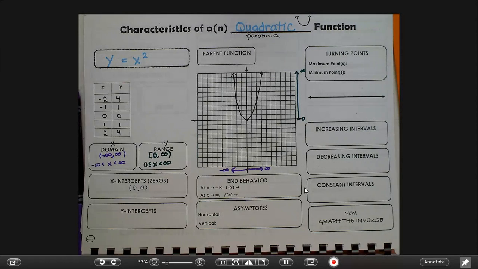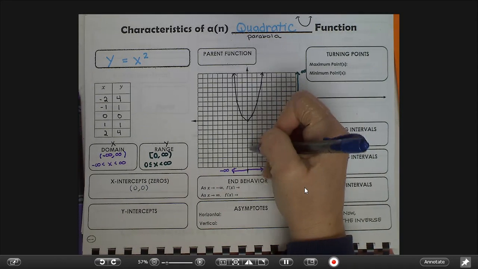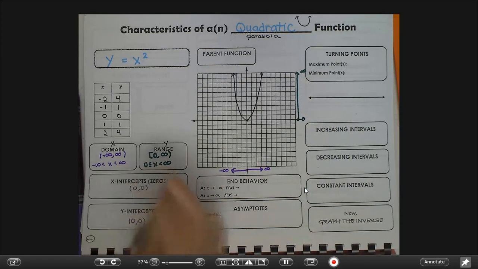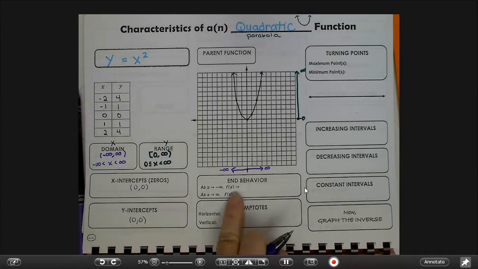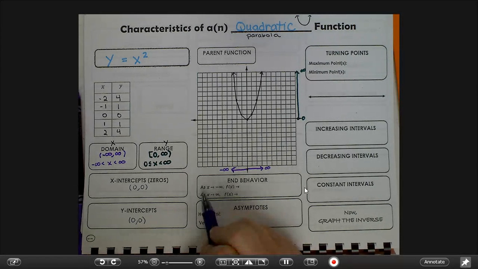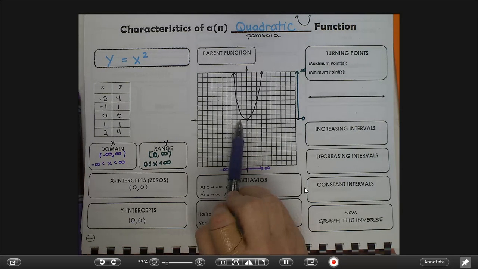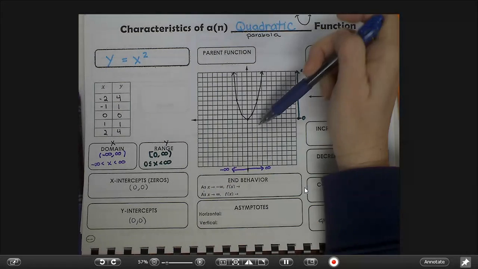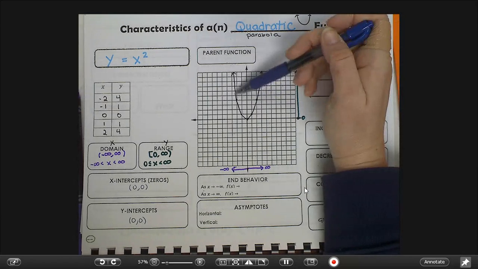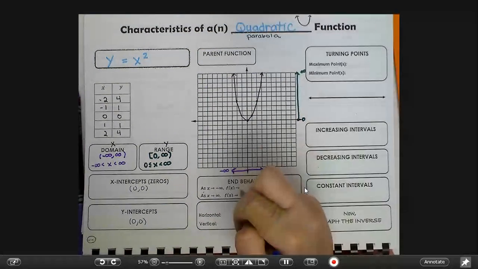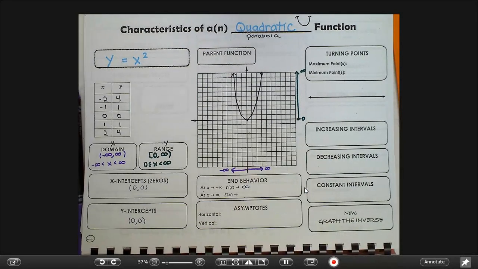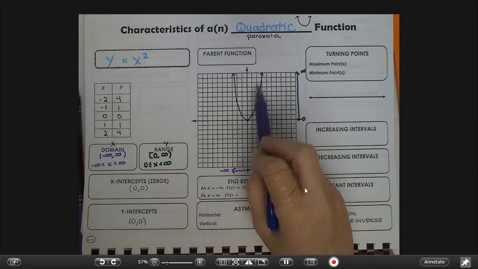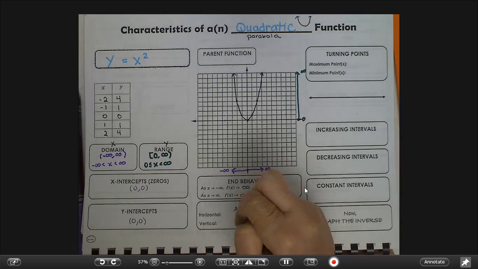The y-intercept is where it crosses the y-axis. And again, on this one, it's still 0, 0. End behavior. What happens at each end? So as x is going to -infinity, as it's going this way, what is happening to y? This graph is going up with an arrow. So y is approaching infinity. As x is approaching positive infinity, y is again approaching infinity. It's going up.